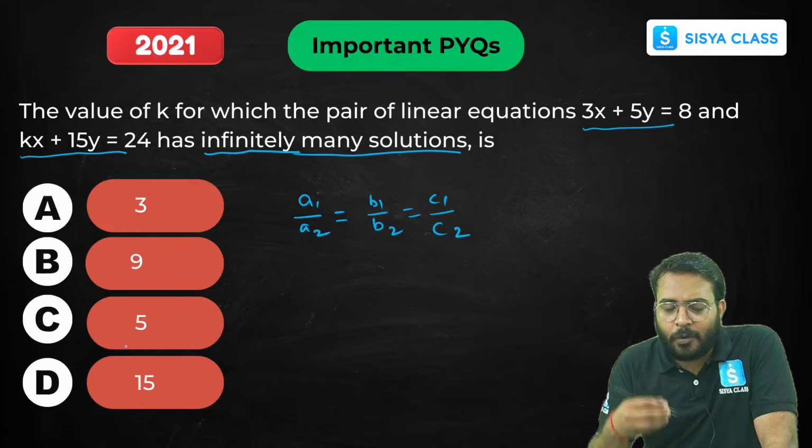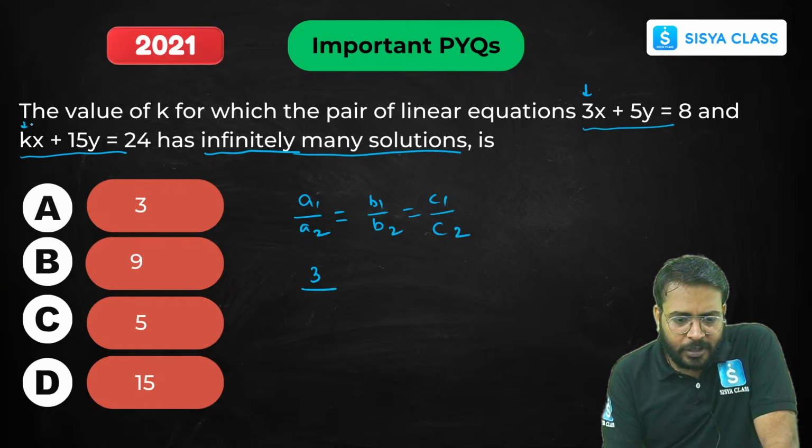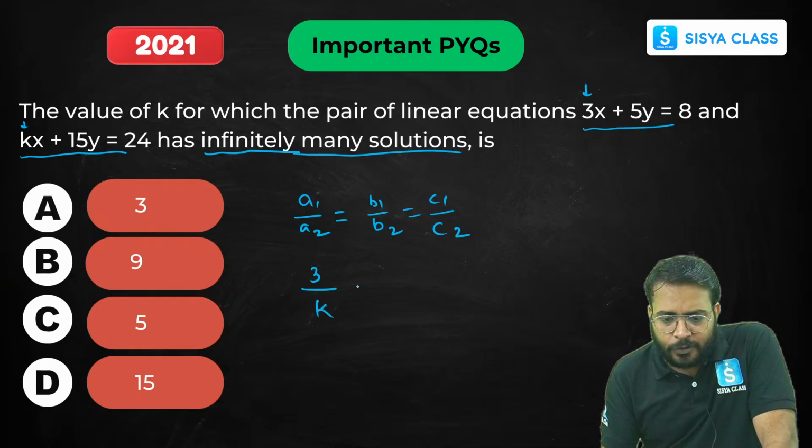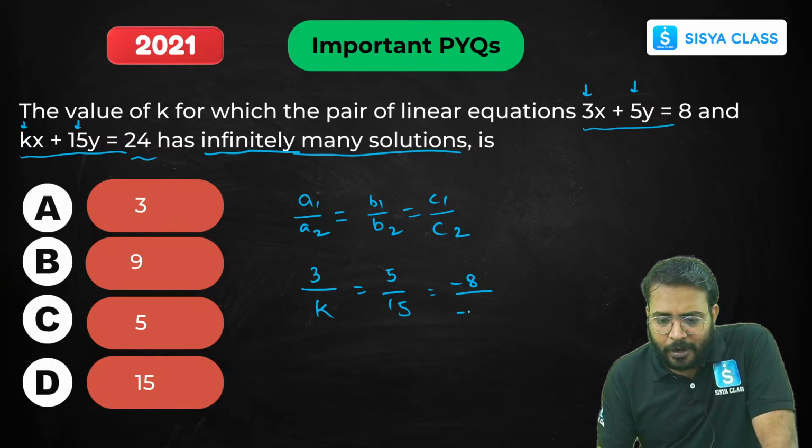Yes or no? Now let's see what is my a1. A1 is 3. What is a2? A2 means the coefficient of x in the second equation, that is going to be k. It should be equal to, what is my b1? B1 is 5. And what is b2? B2 is 15. And what is my constant term? The constant term here is going to be minus 8, and here my constant term is going to be minus 24.